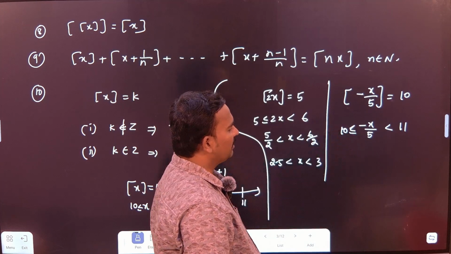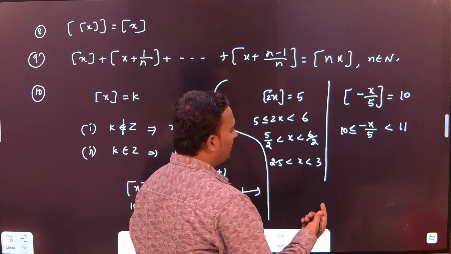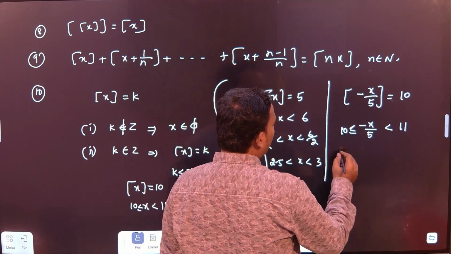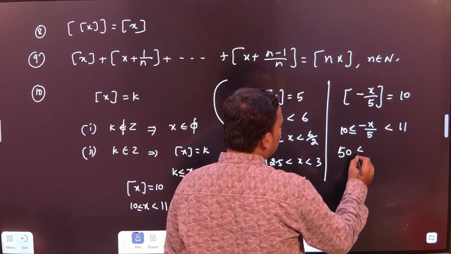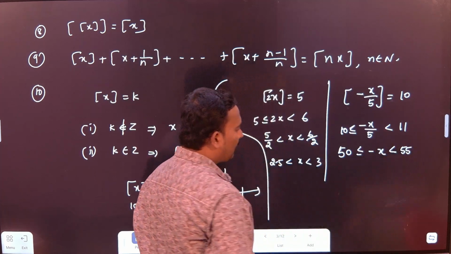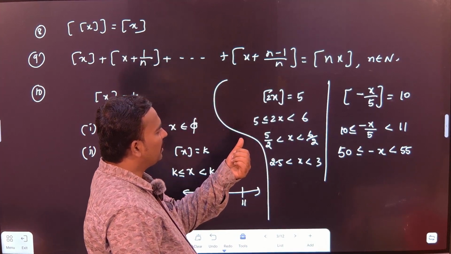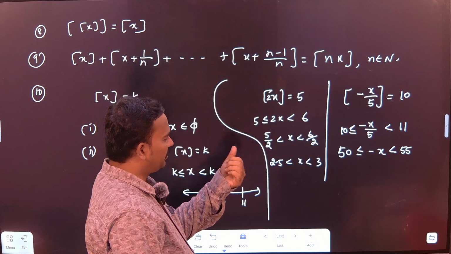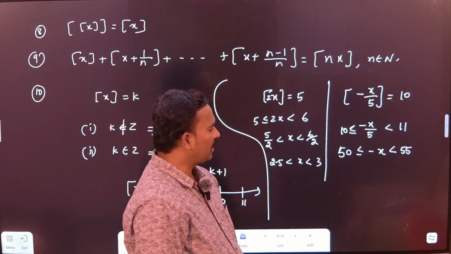Who is disturbing here? 1 by 5 is disturbing and minus 1 is also disturbing. So you have to multiply by 5. What will we get? 10 into 5 is 50, which is less than or equal to minus x, which is strictly less than 55. Clear? So multiplying by 5, 5 into 10 is 50, so minus x is less than 55, right?